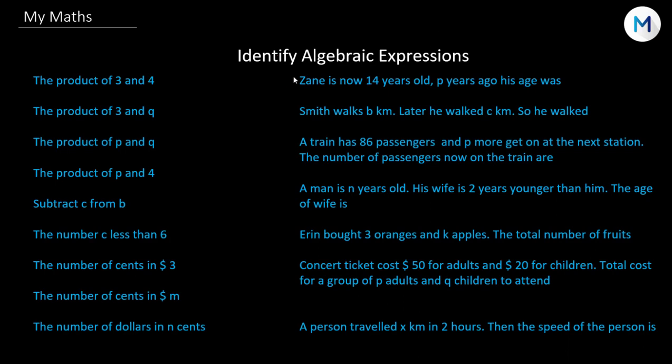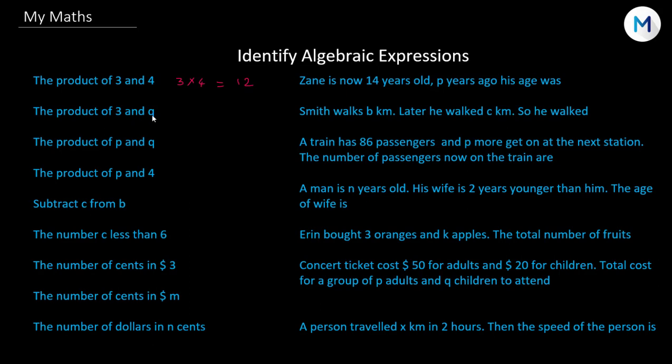Now we are going to learn to identify algebraic expressions. So let us start with simple statements, and we are going to write the algebraic expression for the same. The first question is the product of 3 and 4. When it is a product, it is just 3 times 4. We know that it's a product, so it is 12. So the answer is 12, then it is correct. Other than 12, whatever is there, then it is wrong.